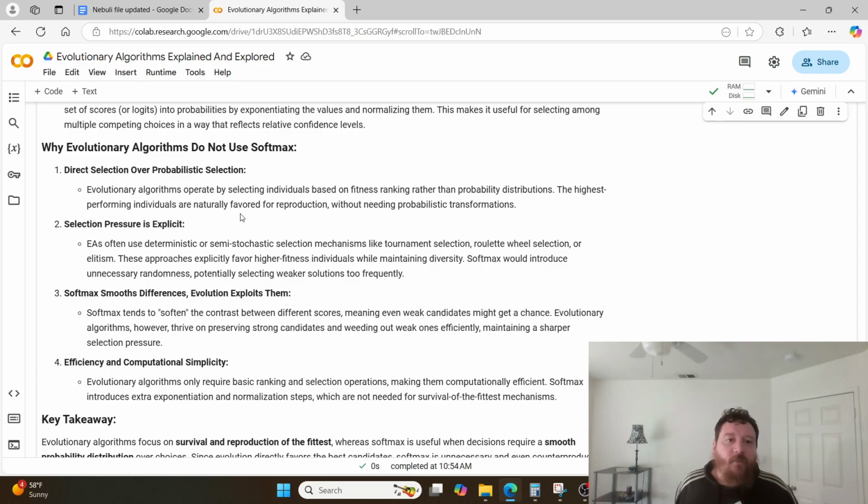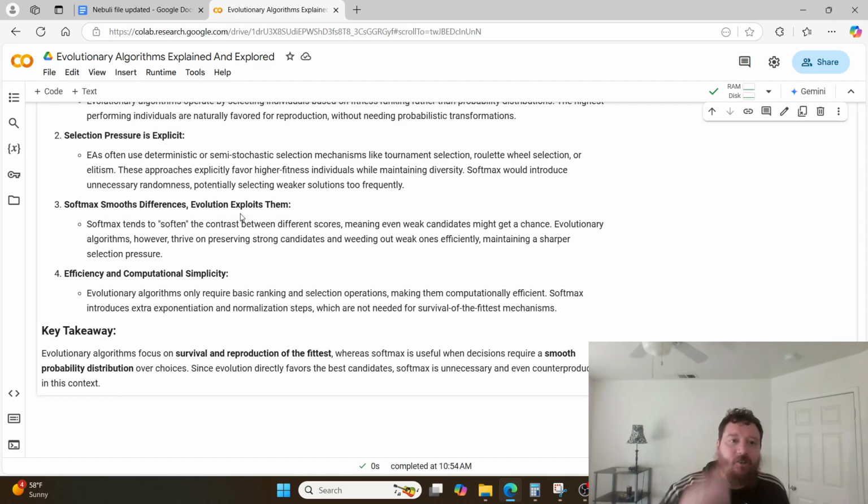One, it's a direct selection over probabilistic selection. Evolutionary algorithms operate by selecting individuals based on their fitness ranking rather than probability distributions. The highest performing individuals are naturally favored for reproduction without needing probabilistic transformations. You have probabilistic transformations within the reproduction process itself, but you're always taking the strongest candidate, right?